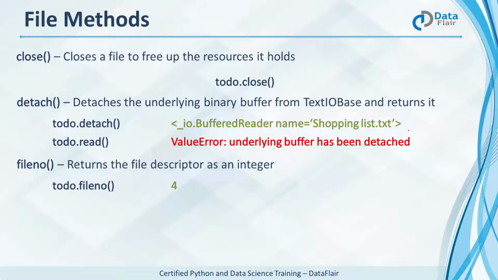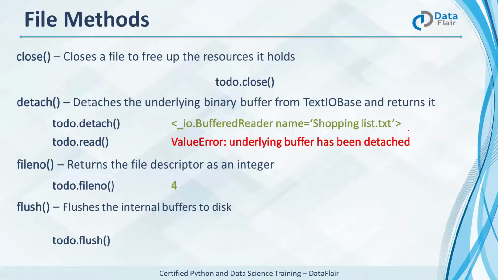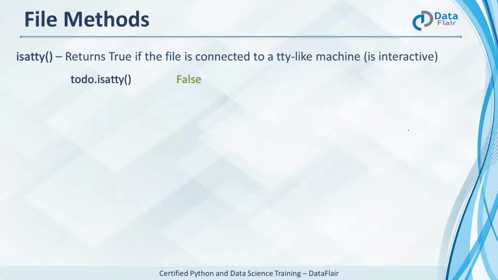Fileno returns the file descriptor of the stream as a number. Flush flushes the internal buffers to the disk. Whatever data is held by the buffer, it writes it to the disk and empties the buffer. So if your changes ever do not show up in the file, try flushing it and check again. Isatty tells us whether the file is connected to a TTY-like machine. TTY stands for text telephone and is a telecommunication device for the deaf.